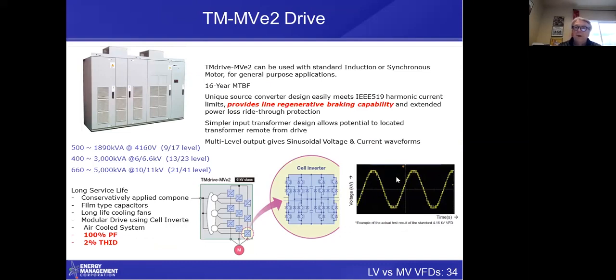Look over here. That's an actual waveform of the output voltage. And guess what? That is a sine wave. That's just as good as coming right off the utility. That gives you a perfect sine wave. You can't get that on a low voltage drive, but you do get it on a medium voltage drive, and that's an exciting thing.